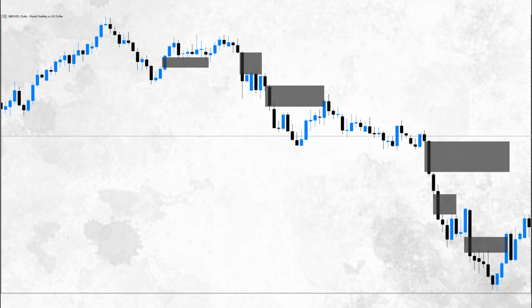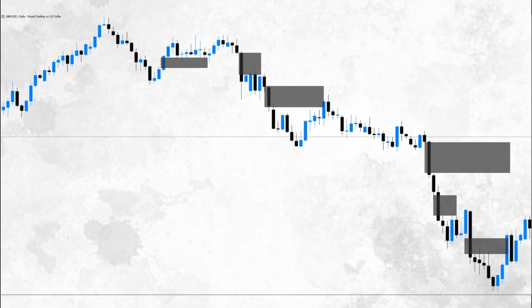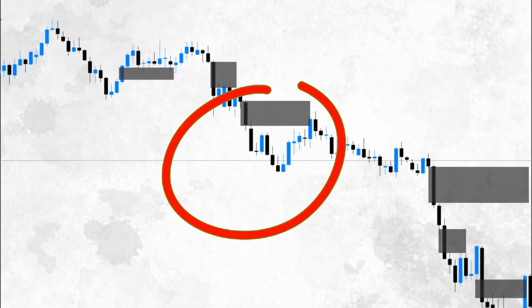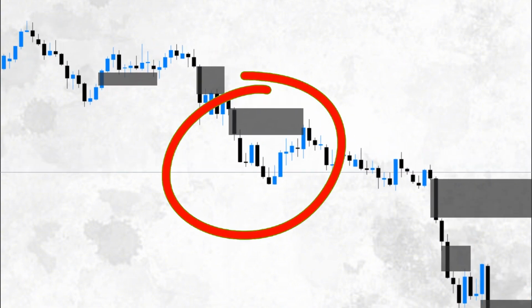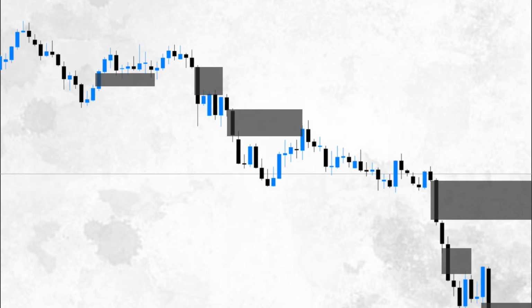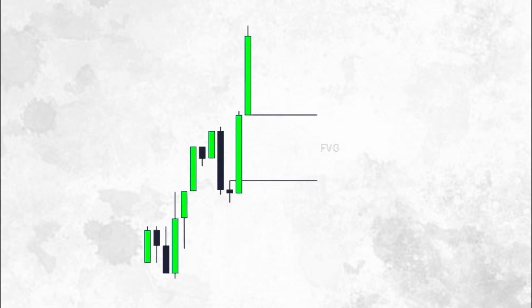ICT and smart money traders use fair value gaps to identify potential retracement points where price might return before continuing its trend, making them valuable tools for spotting high probability trade entries within the broader context of market dynamics. Theoretically, ICT fair value gap trading strategy is based on the current price of any asset being traded and the fair price at which it should actually be traded.